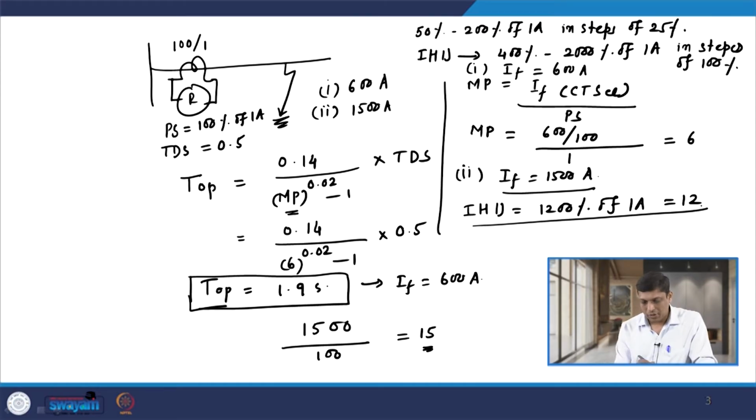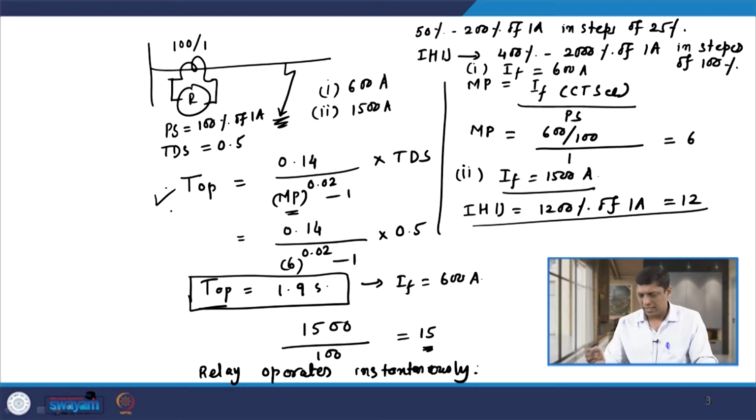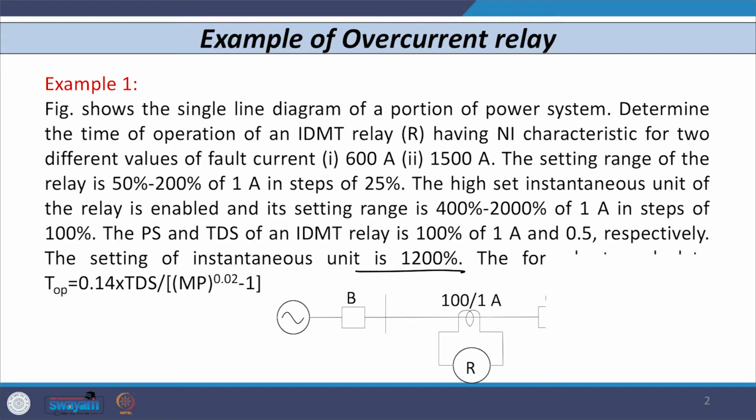So, there is no need to calculate the time of operation of the relay using this formula. We can directly say that if the current exceeds this value, 12 multiples of pickup current, then the relay operates instantaneously. So, there is no need of any calculation for the second case. As its value 15 is greater than 12, the relay operates instantaneously. So, we have solved both the cases and we can find out the time of operation of the relay.